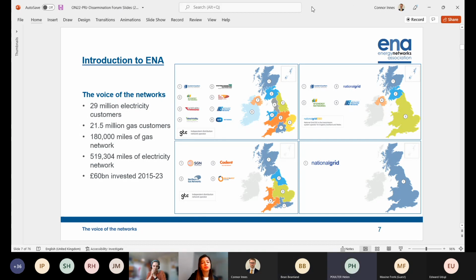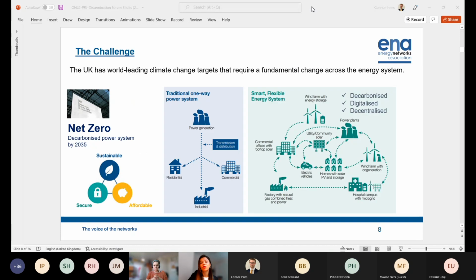Before we talk more about the project, I always like to touch on the energy landscape and explain where Open Networks has come from. The project was set up 5 years ago to address some of the challenges we were seeing at the time in the energy landscape, mostly driven by the 3Ds: decarbonization, digitalization, and decentralization.